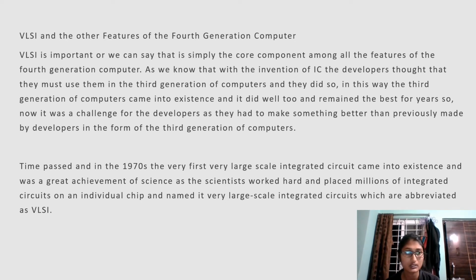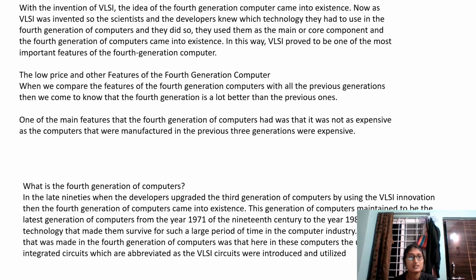In this way, the third generation of computer came into existence, and it remained for some best years, so that now it challenged developers as they had to make something better than what was previously made in the form of third generation computers. Time passed. In the 1970s, the first large scale integrated circuit was a great achievement of science, and scientists placed millions of integrated circuits. This is the invention of ICs and fourth generation computers.